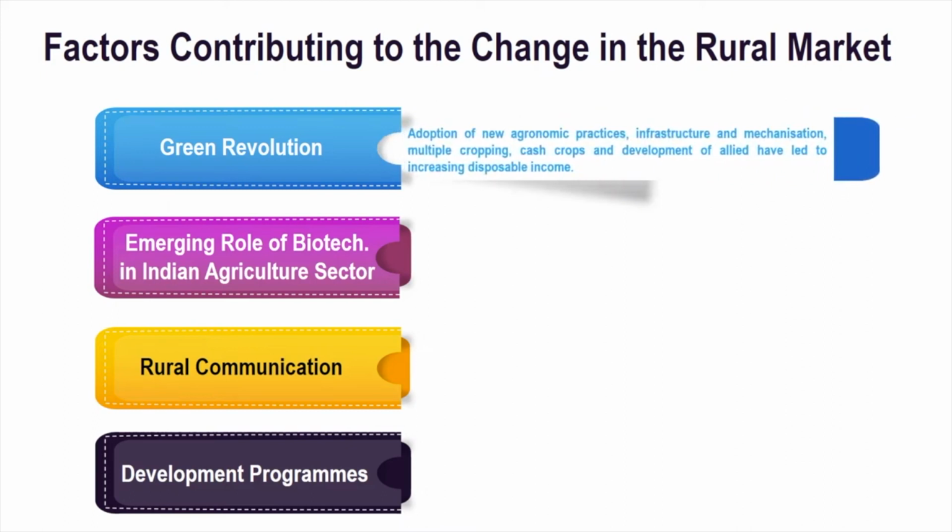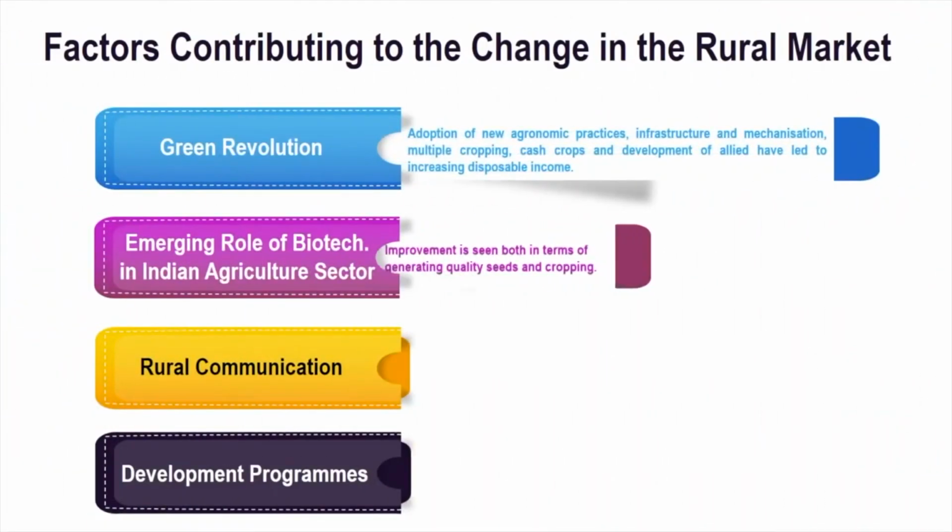Adoption of new agronomic practices, electrification, irrigation facilities, dams have been built, canals are being dug, tube wells are given through electrification, selective mechanization, multiple cropping, inclusion of cash crops and development of allied activities like dairy, fishery and other commercial activities have helped in increasing the disposable income of rural consumers. So, all these things are impacting the lifestyle of people in rural areas.